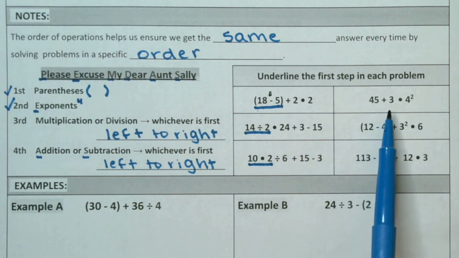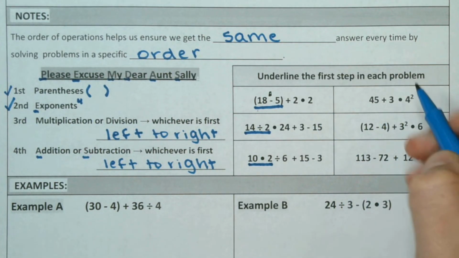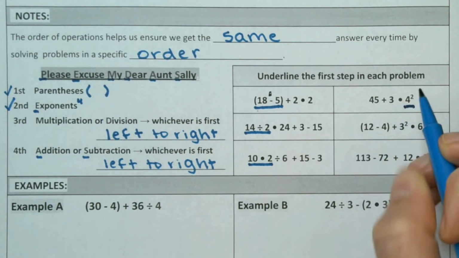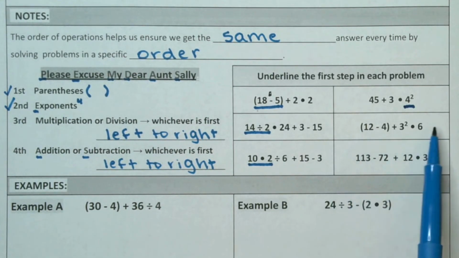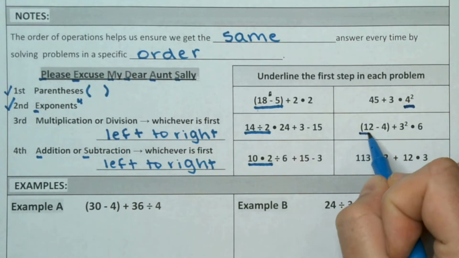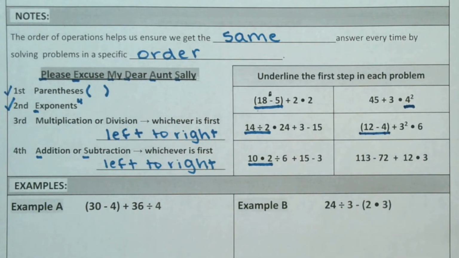So in this example, we don't have any parentheses, but we do have exponents. So you should have underlined just 4 squared. That is a step in itself, solving 4 times 4. In this second example, you should have underlined our parentheses, our most powerful operation. And then in our third example, we have multiplication. Remember, the dot means multiply.